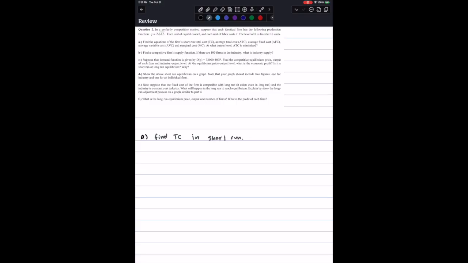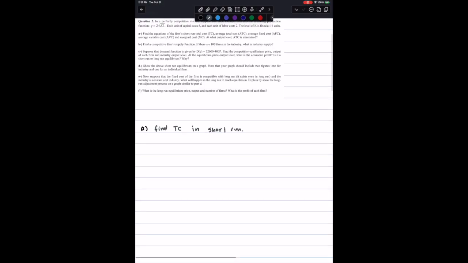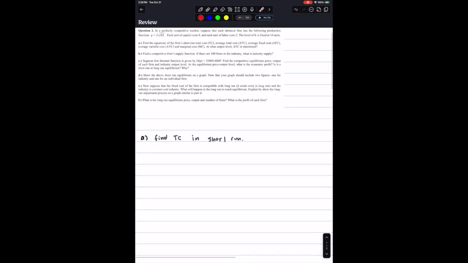How do we do this? Well, let's read the question actually. We should do that first. In a perfectly competitive market, suppose that each identical firm has the following production function: Q is equal to 2 square root KL. Each unit of capital costs 8 units. Each unit of labor costs 2 units, or $2. The level of K is fixed at 16 units. So we know that because K is fixed, we're in the short run, right?